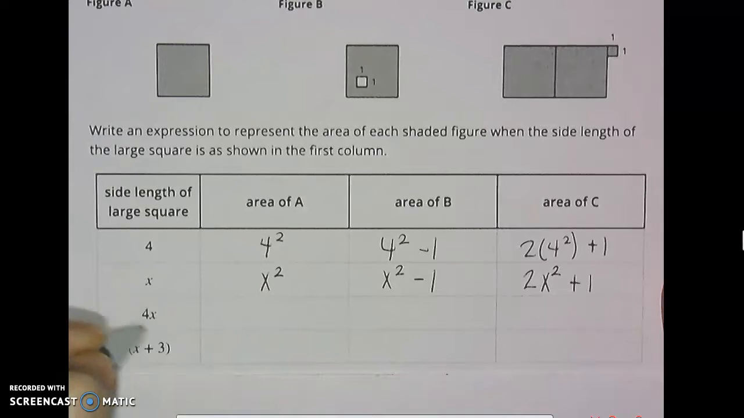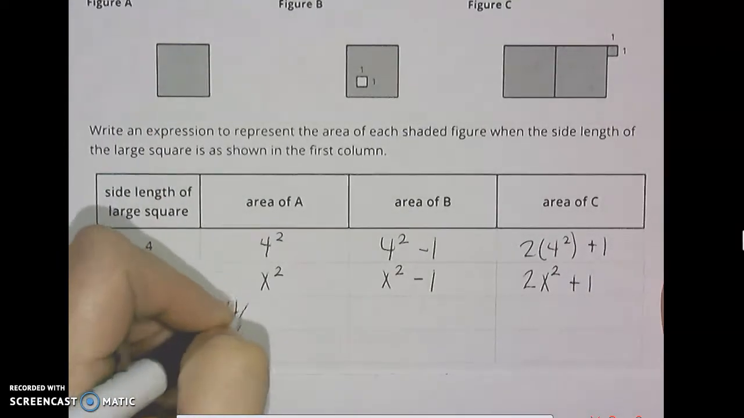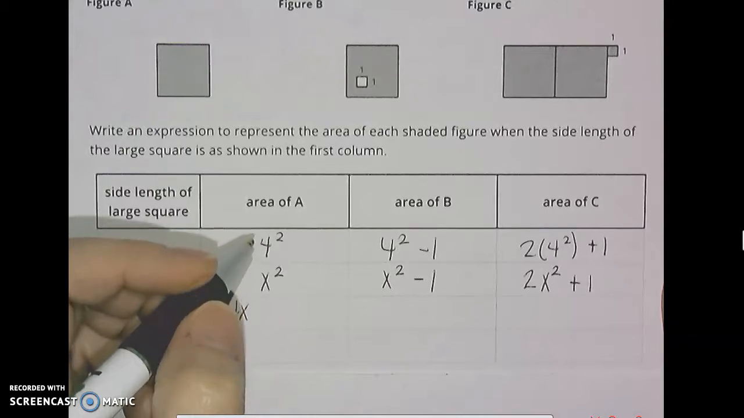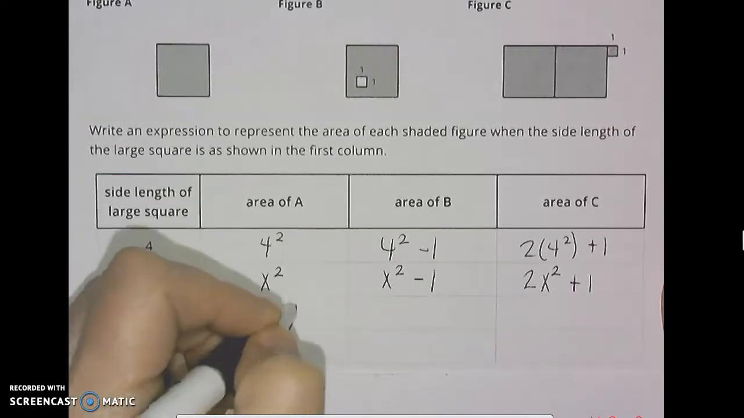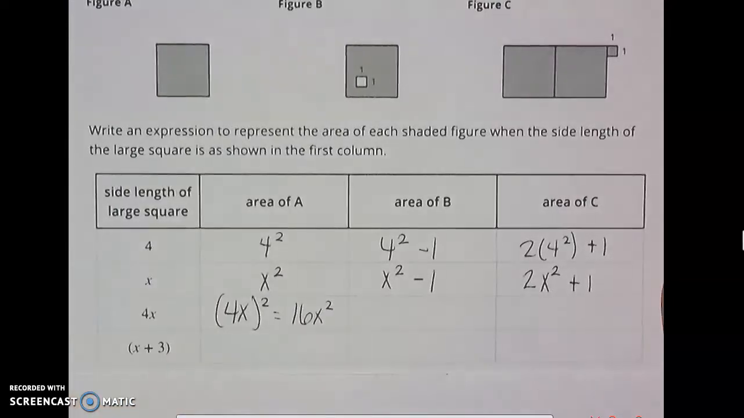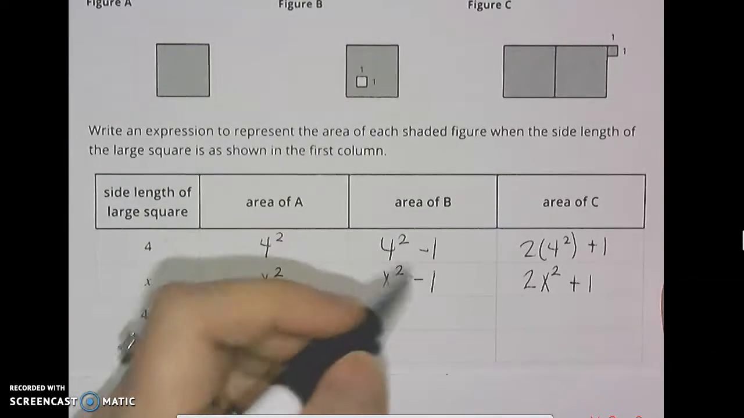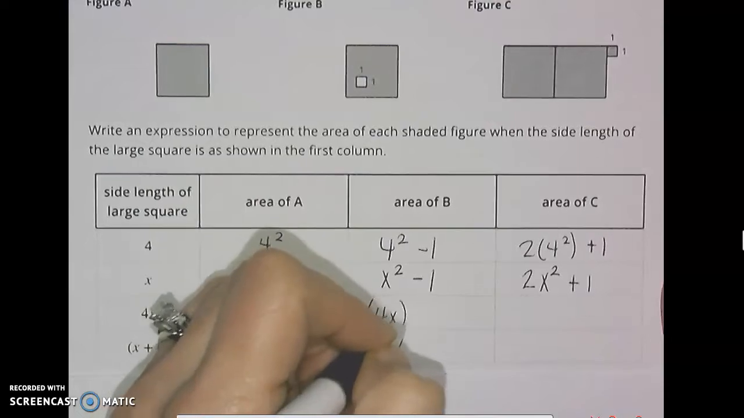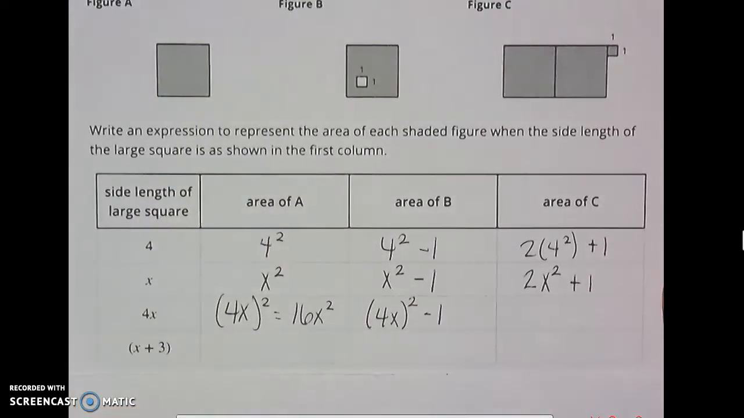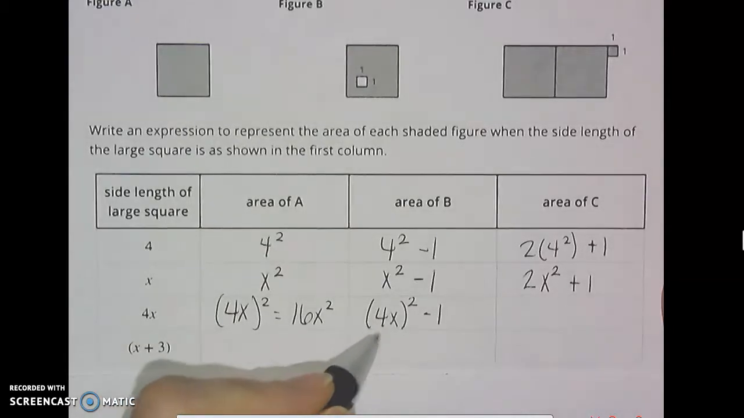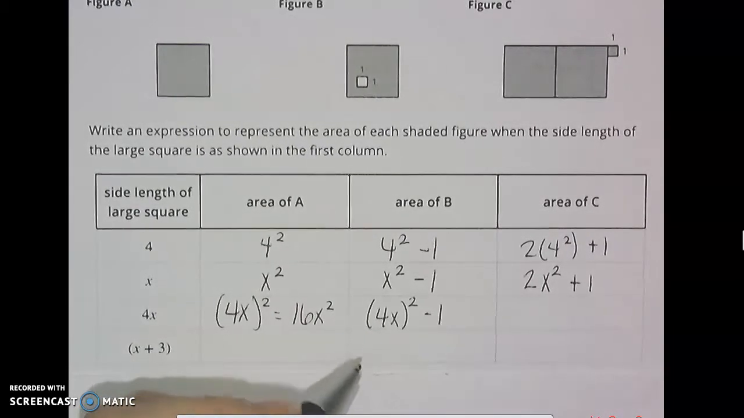If we had a side length of 4x, we would take 4x times 4x, which gives us 4x quantity squared. You could also write that as 16x squared. The middle one, we would take 4x and square it for the big square. And again, we're subtracting 1. You could also evaluate that to be 16x squared minus 1 if you wanted.